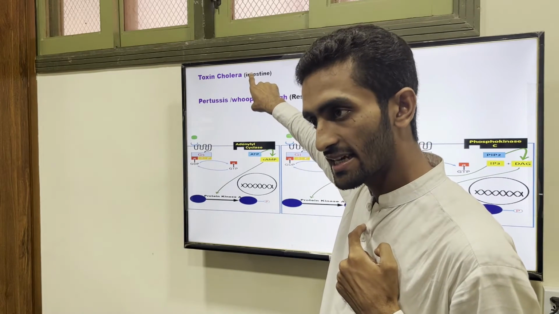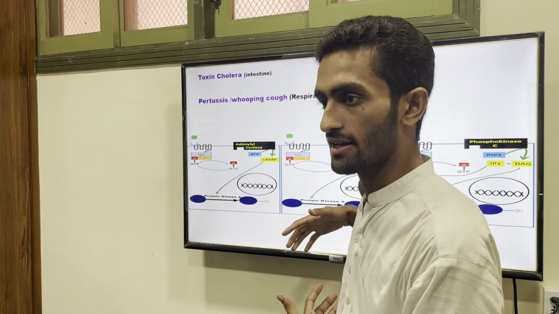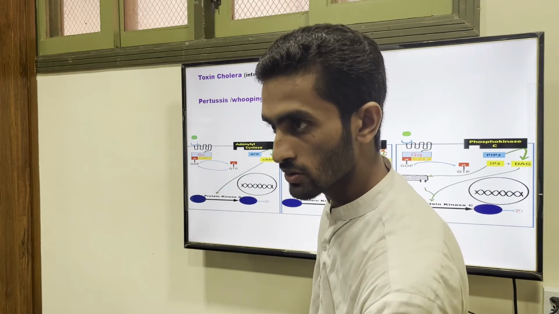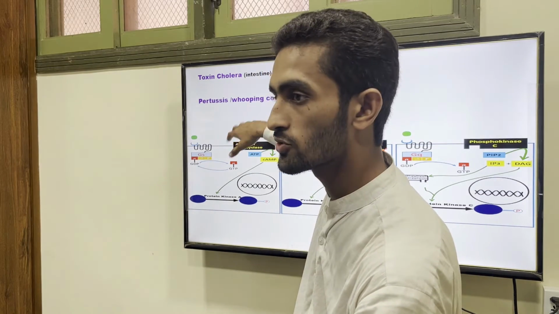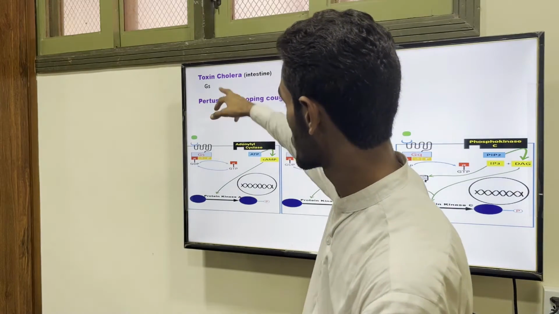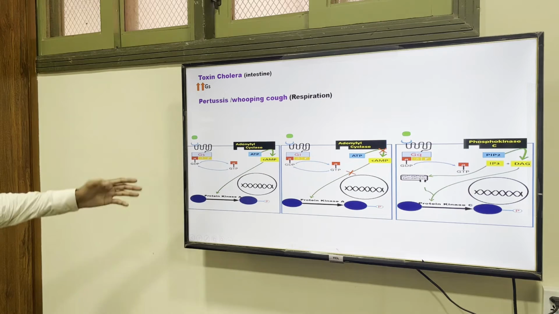And here it is a condition happening in the intestine. This is happening in the respiratory tract. Okay. Toxin cholera is due to increased stimulation of the GS system, and this one is due to GI, loss of GI function. Okay. So GS, everything is mentioned, don't worry. So GS is more stimulated.